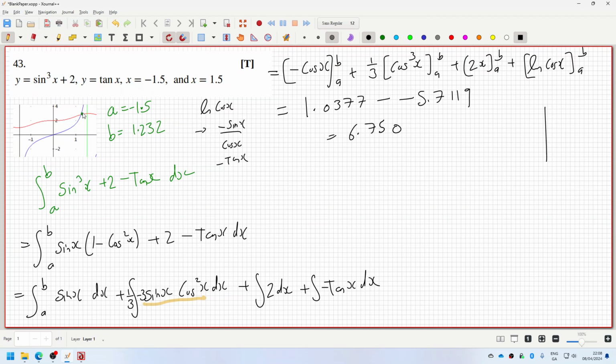So okay, so it's a tiny bit off. It's a tiny bit off. Let me check again. 1.232.